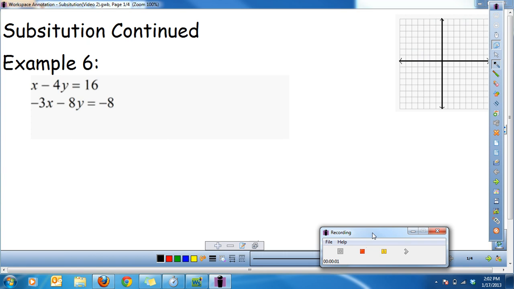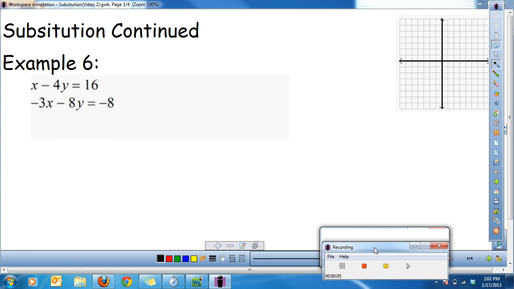Alright, we've talked about basic substitution. Now I want to give us some examples that are a little more complicated. This substitution involves a little bit more work. So we're solving a system. We have two equations. We know it's a system. And we're solving this system. We're trying to find a solution.